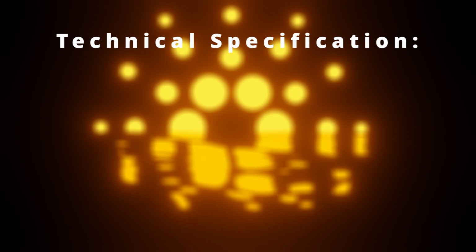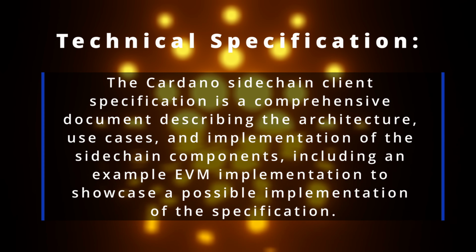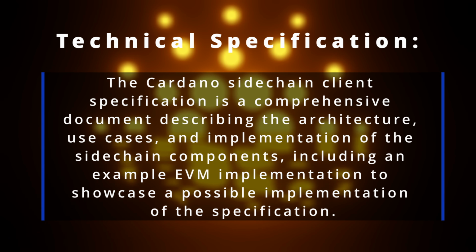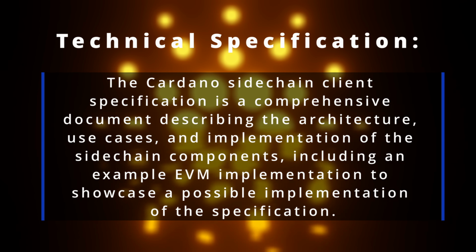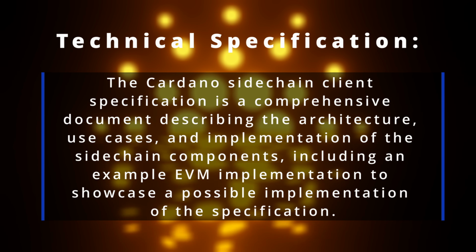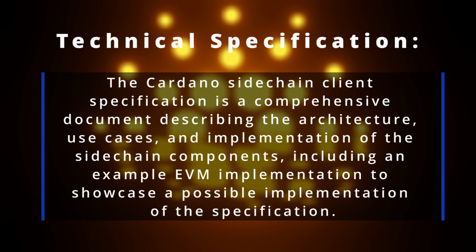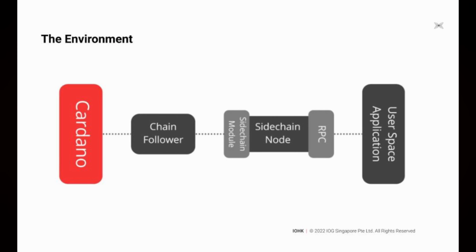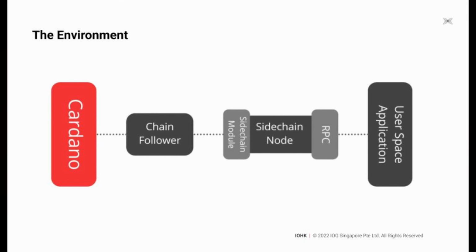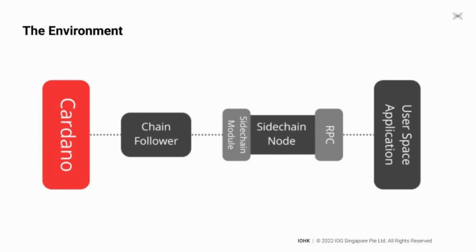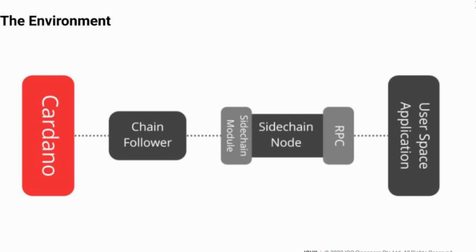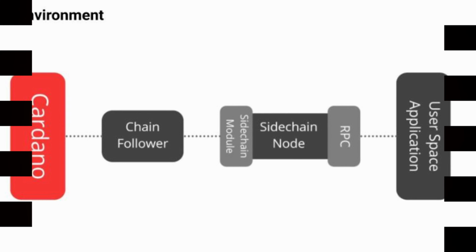Now, technical specification. The Cardano Sidechain Client Specification is a comprehensive document describing the architecture, use cases, and implementation of the sidechain components, including an example EVM implementation to showcase a possible implementation of the specification. So here's a simpler image specifically to describe Cardano sidechains. The toolkit includes a technical specification document that provides an introduction and guide to Cardano sidechains. The document empowers developers and provides a foundation for custom sidechain development.